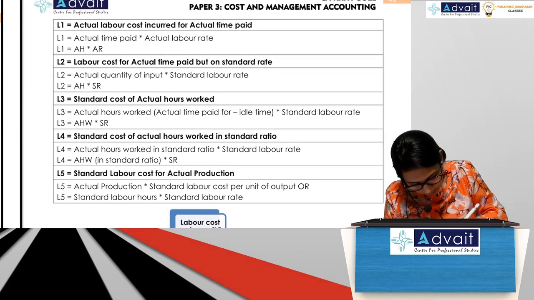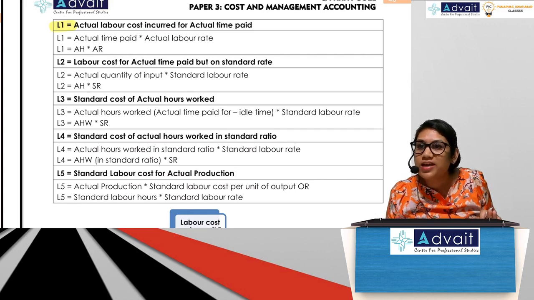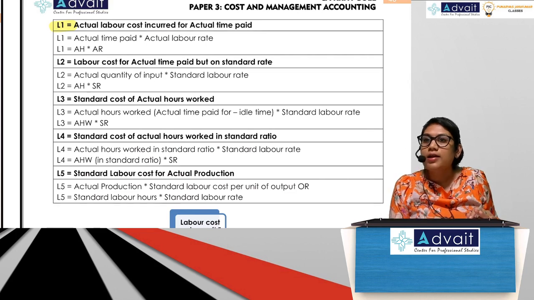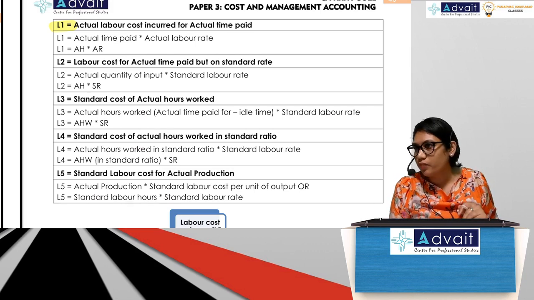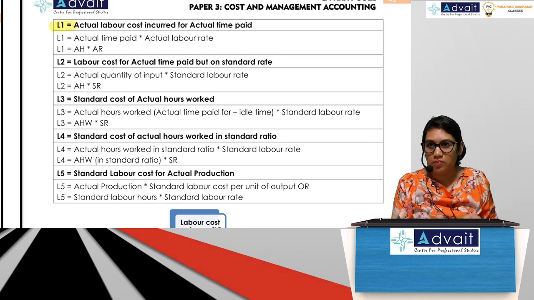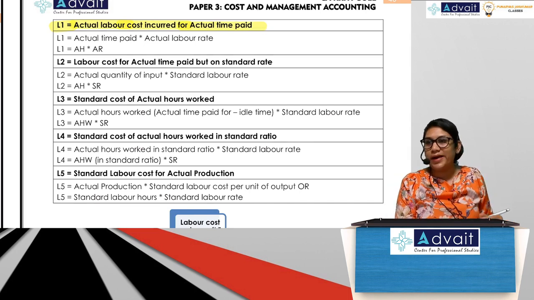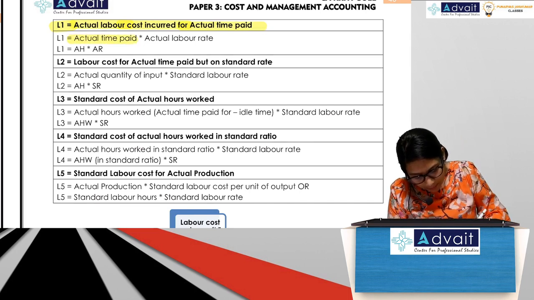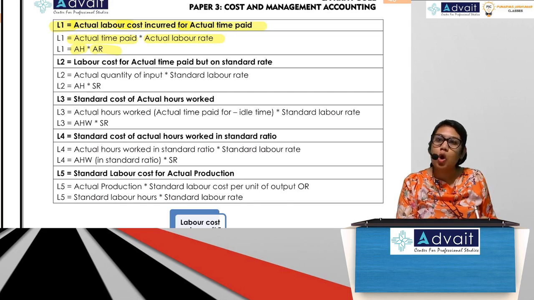L1 is the same as M1. What is M1? AQ into AP, or AR. Now here in labor you can't have quantity, so you have hours. So AH into AR. Rate same, no change. So here, actual labor cost incurred for actual time paid. Actual time paid AH, rate AR. So L1, M1 same. No change.